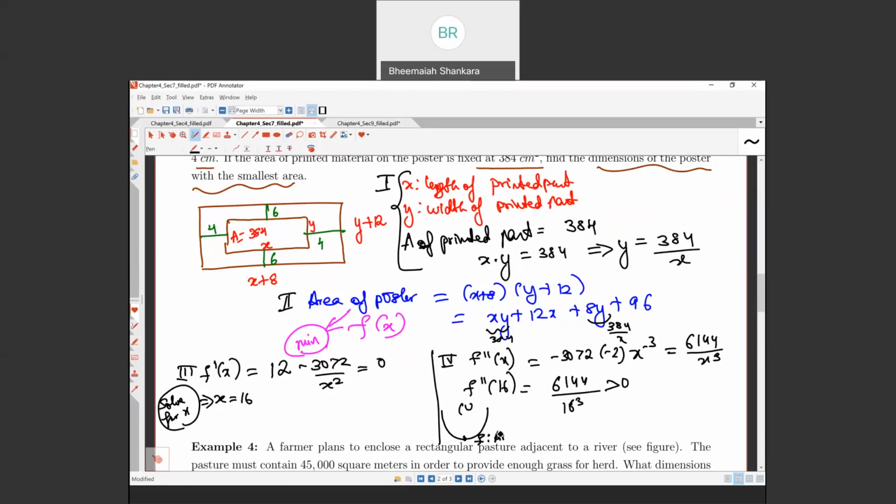The function f is the entire area of the poster. So we did calculate the length of the poster. So we want to know the width of the poster. So let's do that. One last step, calculation of the width of the poster. Width of the poster will be y equal to 384 divided by 16, which is 24. Again, x and y are not the width. You want to recalculate it by adding the side margins. So you want to write the length of the poster is 16 plus 8, which is 24, and the width of the poster will be 24 plus 12, which is 36.